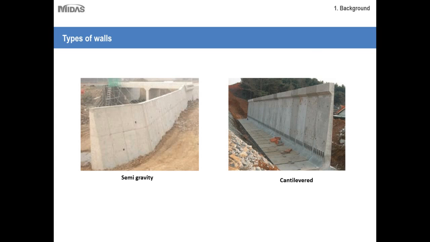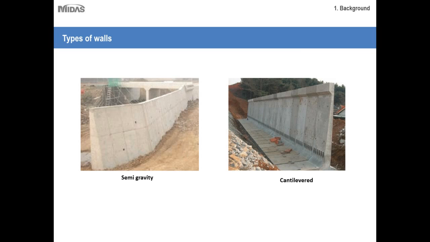Again, it has a combination. It could either have a core filled with gravel or filled with concrete, or it can also be constructed as a monolithic set, something like a buttress wall.